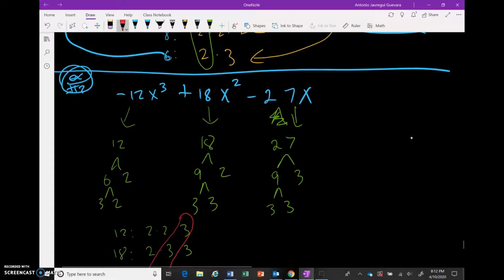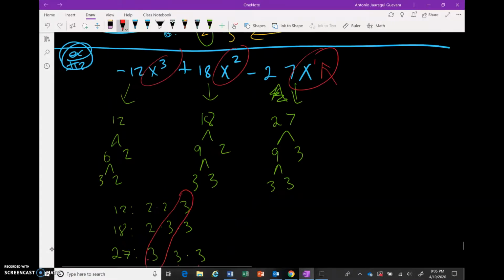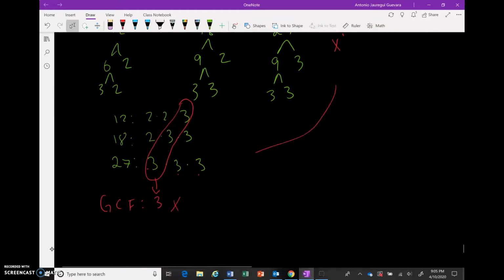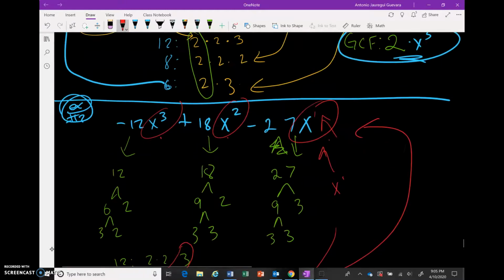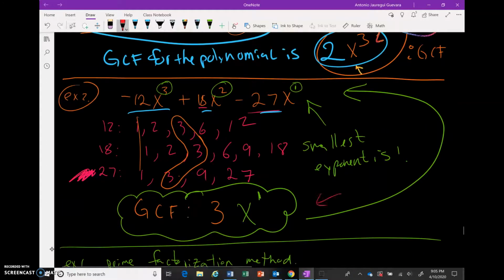And then you can use that one trick I showed you from the video. If you use that trick, this variable will have an invisible, implied exponent of 1. So out of the 3 variables, you take the variable with the lowest exponent, and you put it right there. So your greatest common factor is 3x for this polynomial. And if we go back up here, remember, if we did the listing method, we still got 3x for the greatest common factor.